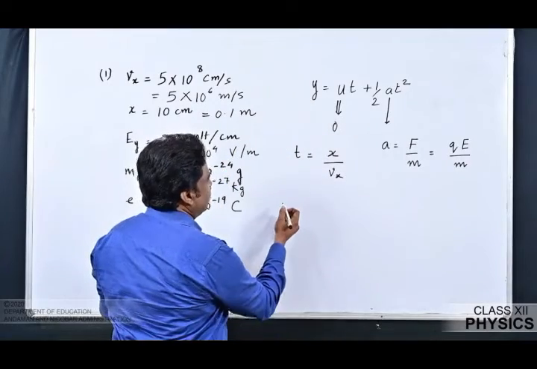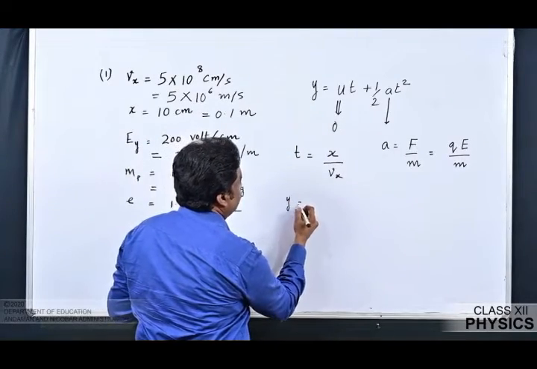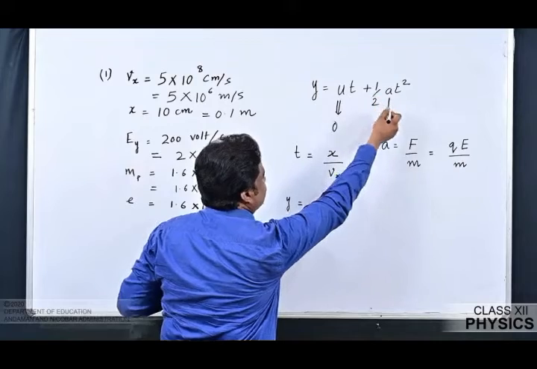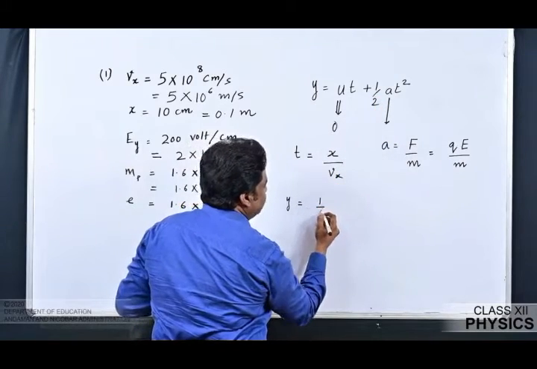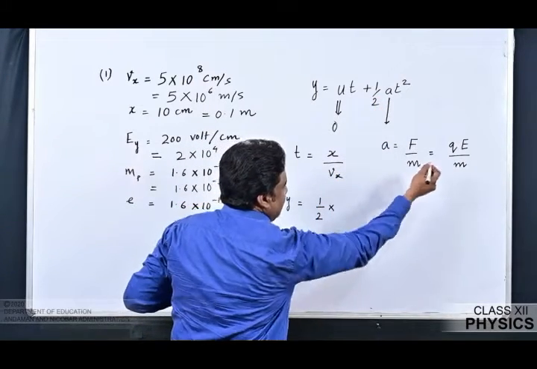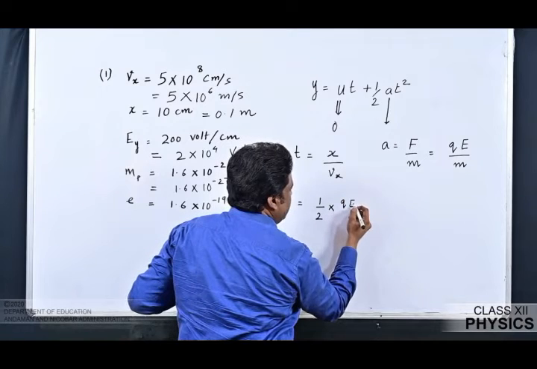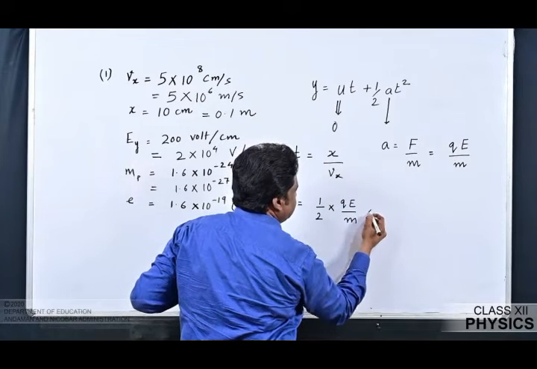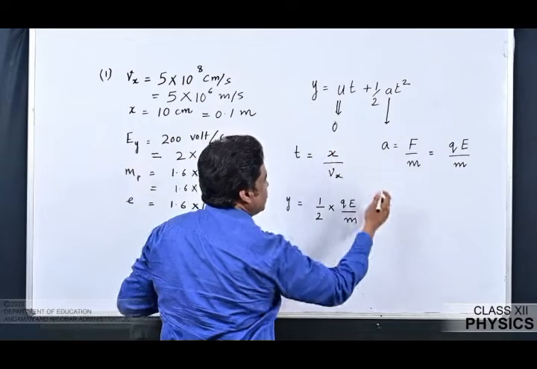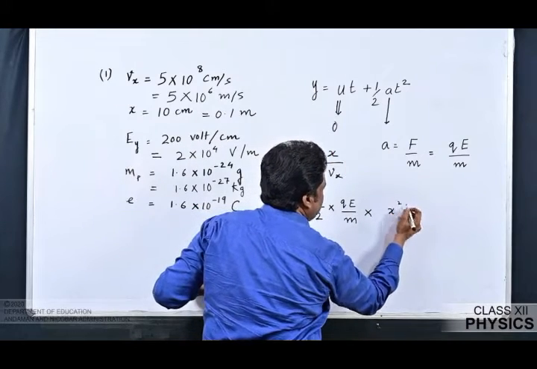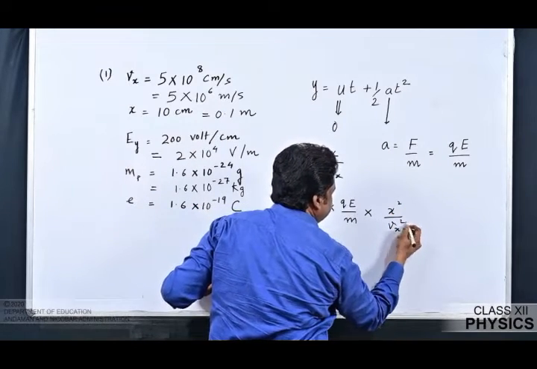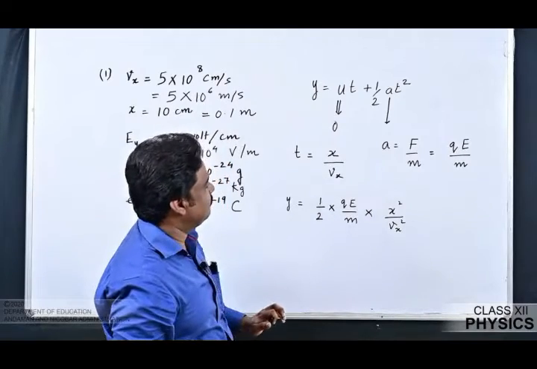So let us use the formula. y is equal to, obviously this term will be 0. So the only left out term is half into the acceleration. Acceleration is QE by m into t square. t square is x square by the velocity square. So be careful while putting the formulas.